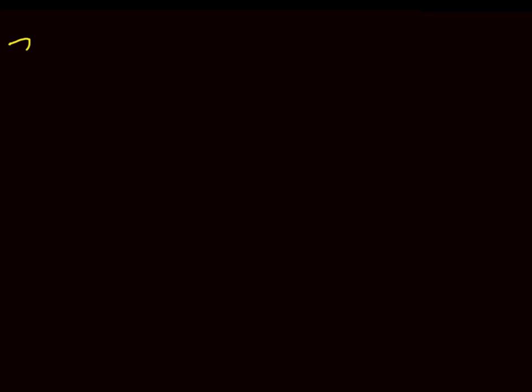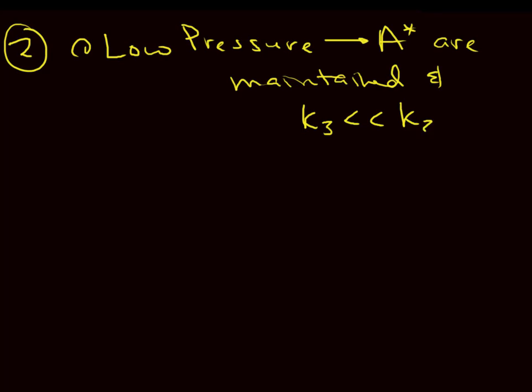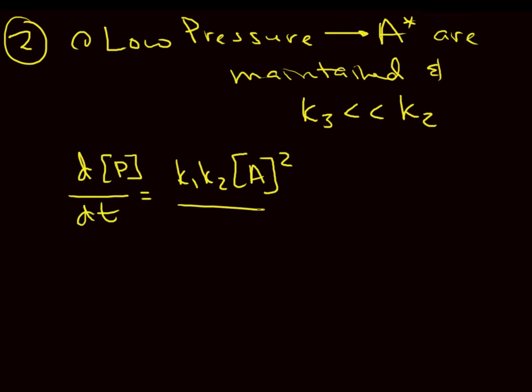Okay, our next scenario is at low pressure. And at low pressure, A star concentrations are maintained, and k sub 3 is much, much smaller than the rate of product formation, k sub 2. So let's write up our product formation equation, and see what happens if we have k3 being much, much smaller than k2.